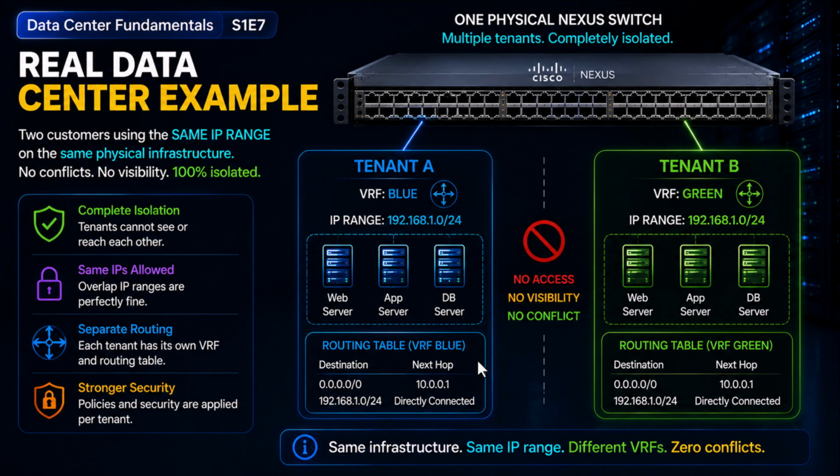Tenant A cannot see Tenant B. Tenant B cannot directly access Tenant A. There is no IP conflict and no accidental routing between the tenants. Security policies can also be applied separately to each tenant. This is very useful for cloud providers, colocation facilities, service providers, and large enterprises. The result is one physical infrastructure supporting multiple isolated networks.